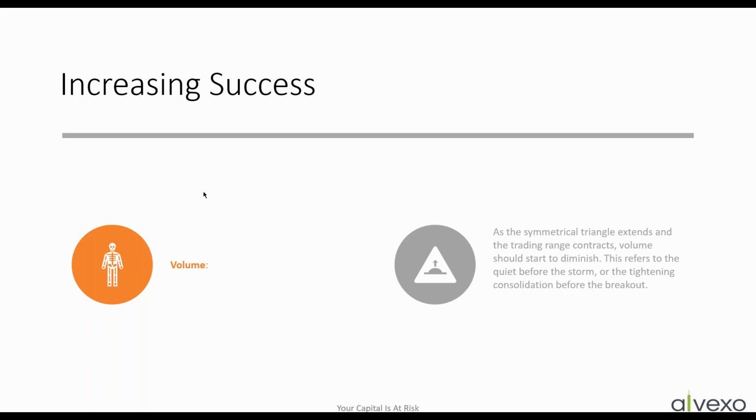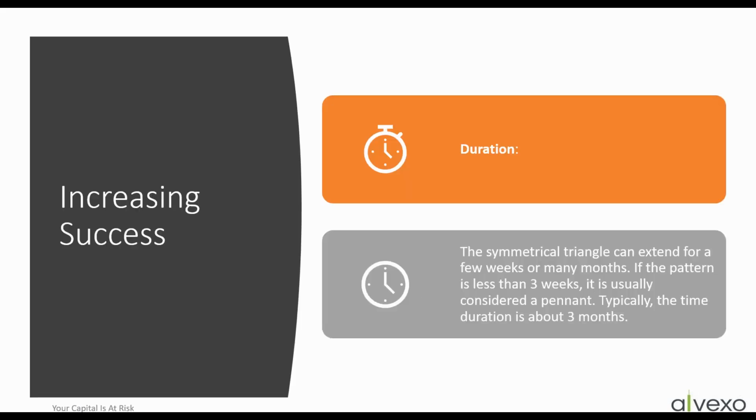Volume, as I mentioned, also is the last kicker in this whole little decision making. As a triangle extends and the trading range contracts, volume should start to diminish. This is referred to as the quiet before the storm, or the tightening consolidation before the breakout. And then at the breakout, we should get the exact opposite. We should see volume start to increase.